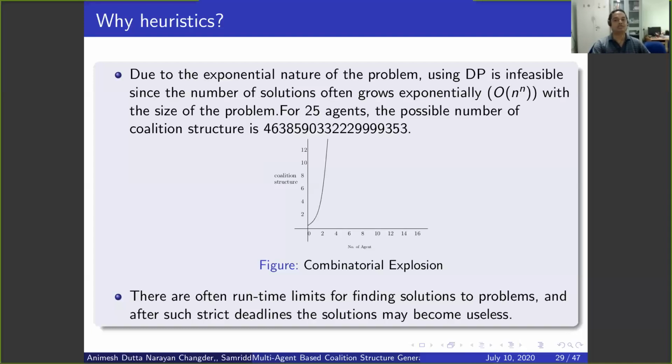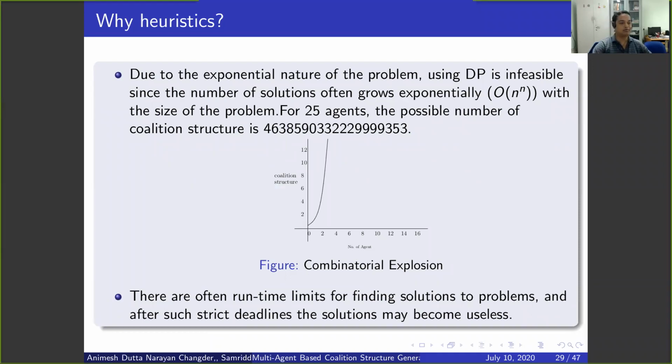Another one is the heuristic. And why heuristic? Due to the exponential nature of the problem, using DP is not feasible since the number of solutions often grows exponentially, and there's a proof in our paper of how this exponential growth comes, order of n to the power n with the size of the problem.